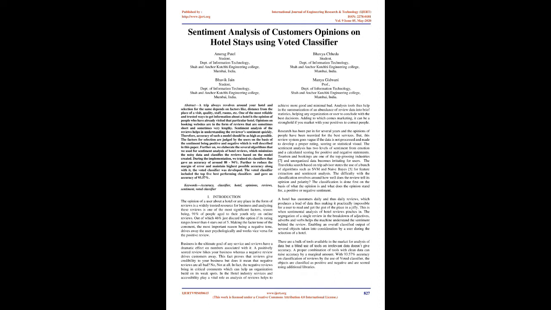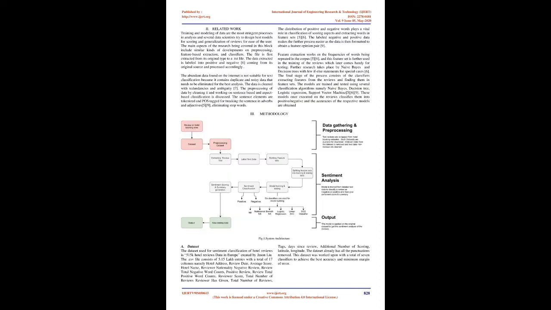The Traveloka research based on TripAdvisor states the use of a bunch of algorithms such as SVM and Naive Bayes for feature extraction and sentiment analysis. The difficulty with the classification revolves around how well the review tells its opinion and polarity. The classification is done first on the basis of what the opinion is and what the opinion stands for, a positive or negative sentiment.